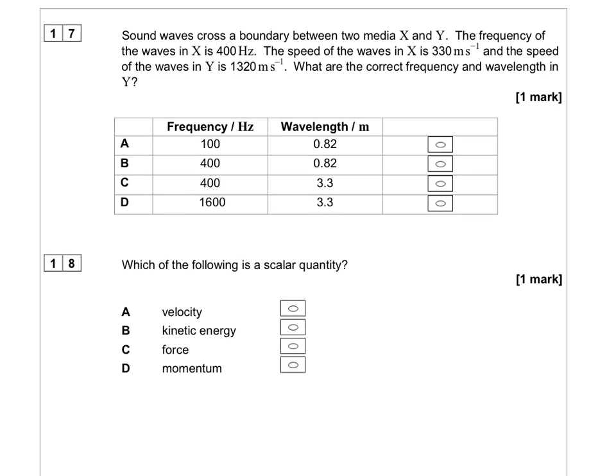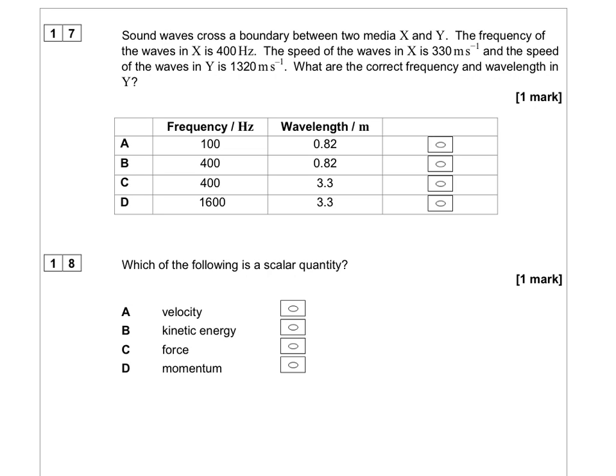Moving on to question 17. So sound waves cross a boundary between 2 media, X and Y. So this is going to be a refraction question. The frequency of the waves in X is 400. And the speed of the waves in X is 330. And the speed of the waves in Y is 1320. What are the correct frequency and wavelength in Y?